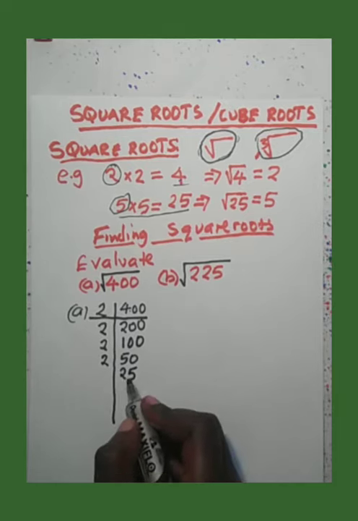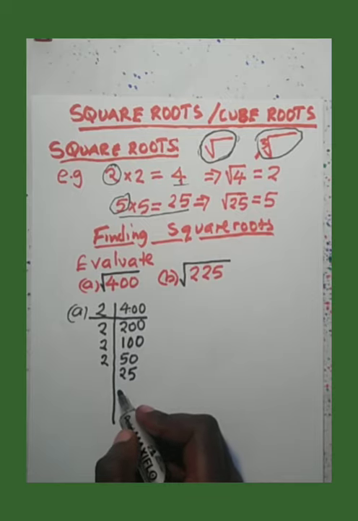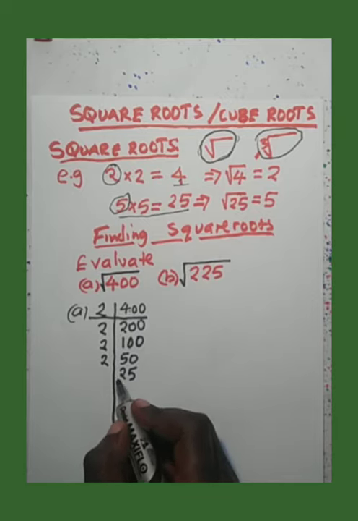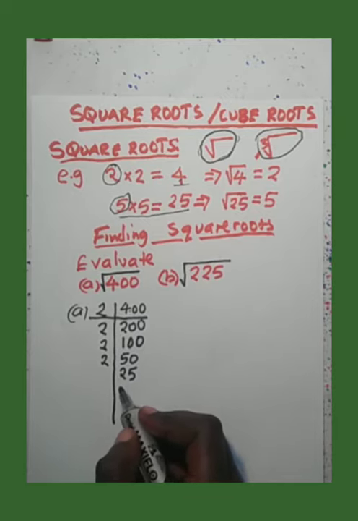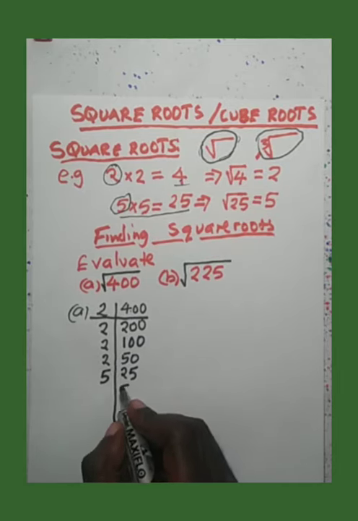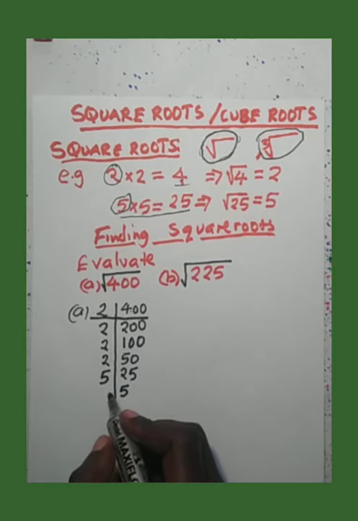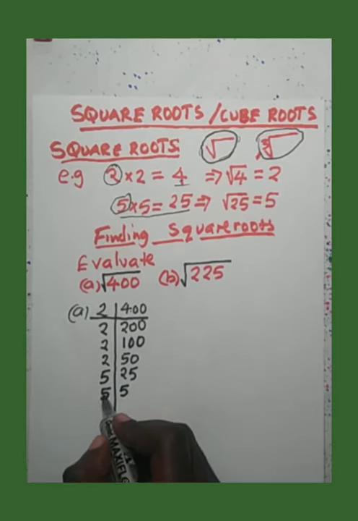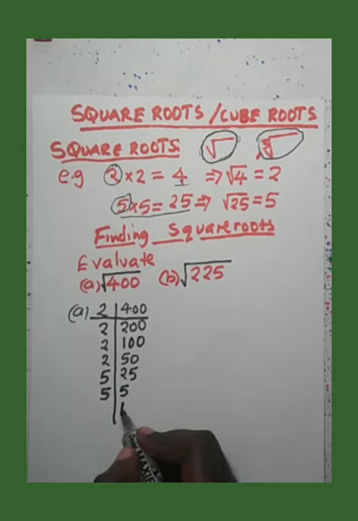Okay, so 2 cannot go into 25 because it leaves a remainder. We want a number that doesn't leave a remainder. So in this case, the smallest number that can go into 25 without leaving a remainder is 5. So we'll divide 5 into 25 and we get 5. And then we divide 5 again into 5, and we get 1. So when we reach 1, it means we are done with our question.